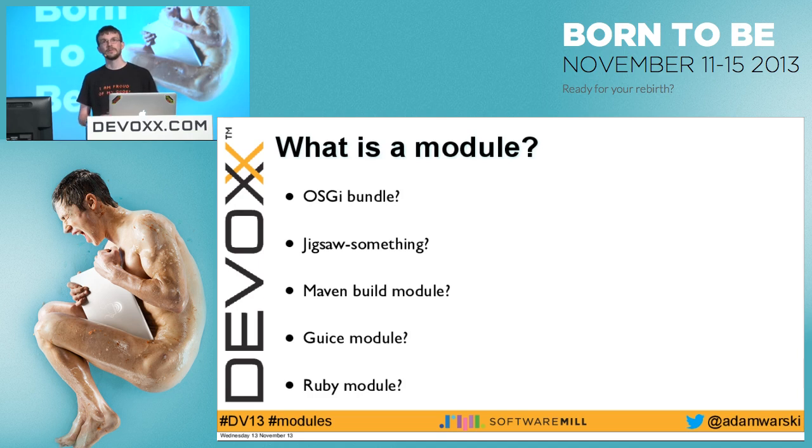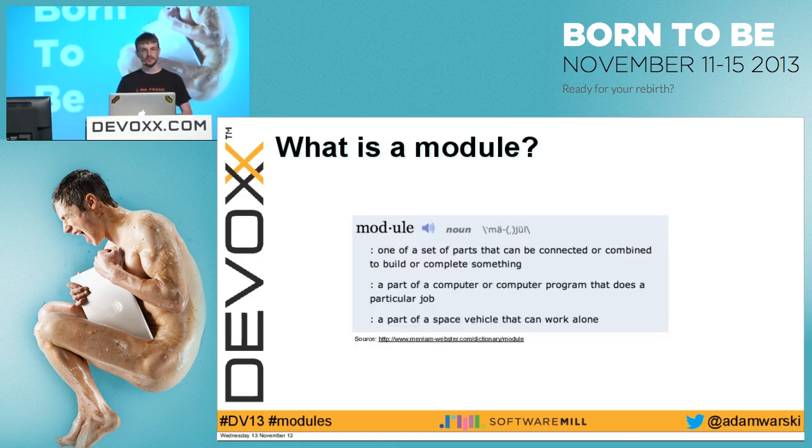Finally, we have, for example, also the Ruby modules. In Ruby, a module is just a bunch of methods which you can include in a class. So it's kind of a mix-in, which you can do. So the types of modules are quite different. So maybe let's look in the dictionary, right? So there's a couple of definitions.